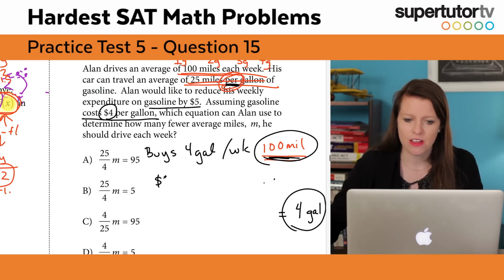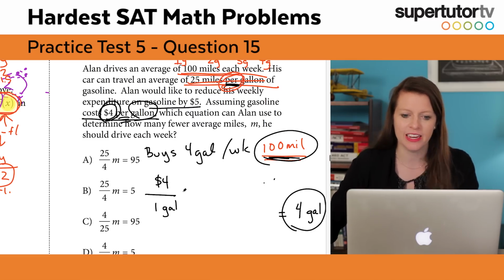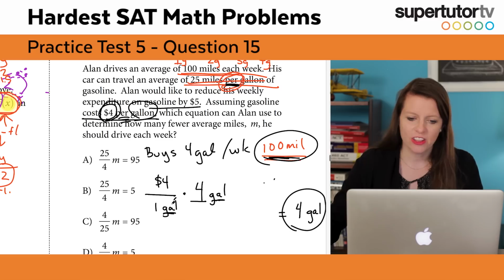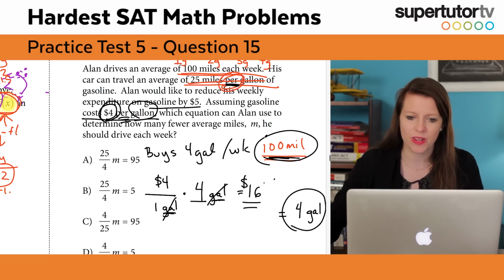Well, this is easy. $4 per 1 gallon. Remember, all of these pers mean divide. You can set this up as a ratio of sorts, as a conversion factor, as I like to call it. If I multiply this times what? I get rid of the gallons, times gallons. You see that? So when we have gallons on the bottom, we can put gallons here, and then they will cancel. So I buy 4 gallons a week. I pay $4 a gallon. Look at how this works. That's $16 a week on gas. So he's spending $16 a week on gas.